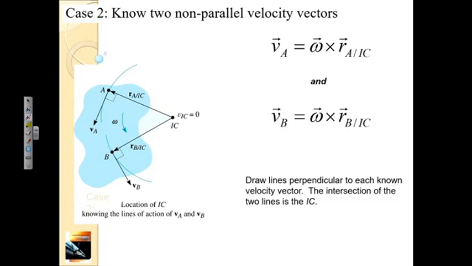So what I like about this one is that I think graphically can help us figure out what's happening. I've got point A. I've got some velocity of A. I got point B. I got some velocity of point B.